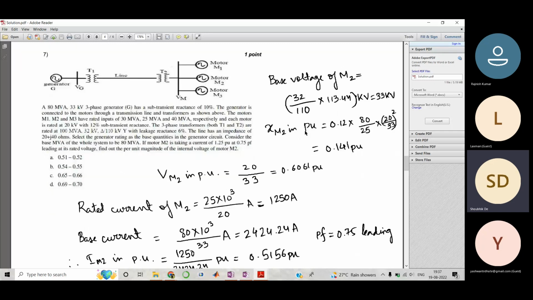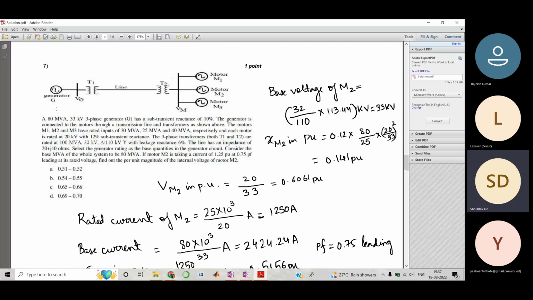Now we have to calculate the per unit impedance of motor 2, which is 0.12 into the base MVA of 80, and the MVA rating of motor 2 was 25. So 25 into the old motor rating of 20 kV divided by the new base voltage, which is 33, comes out to be 0.141 per unit. Again, we require the per unit voltage at the motor terminal, which is the rating divided by the base voltage, which is 0.6061 per unit.